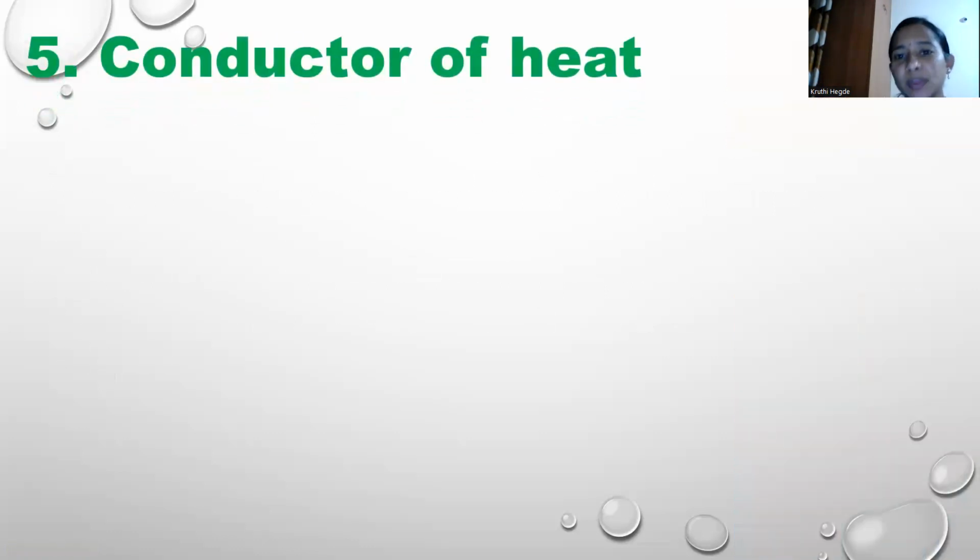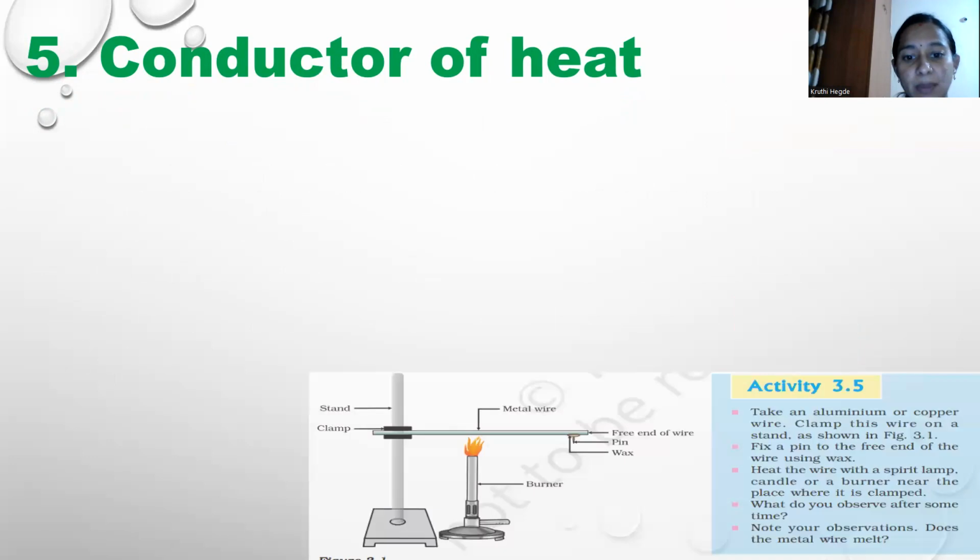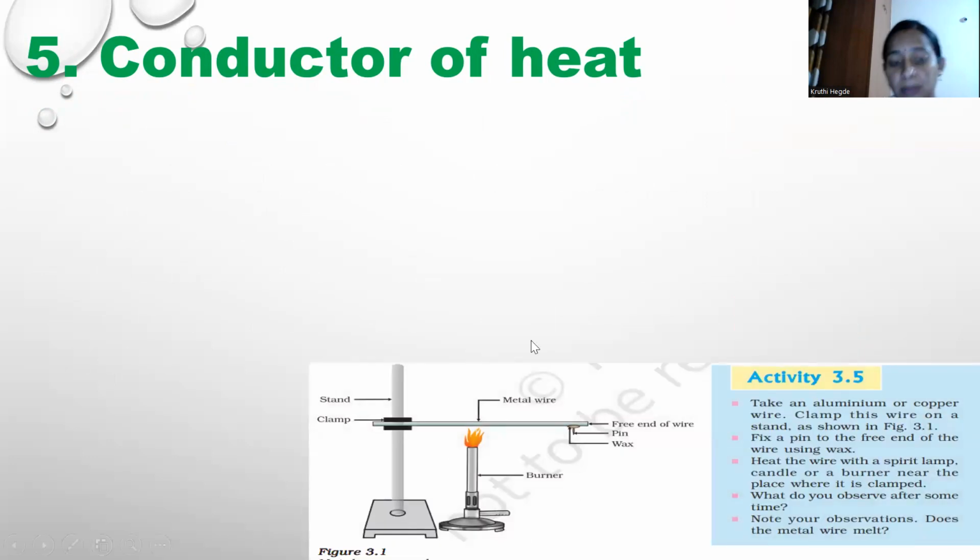Okay, the fifth property that we are going to discuss is conductor of heat. Generally, metals are good conductors of heat. Let us understand that by understanding this activity. Here they have given a simple activity. Look at the image, that would help you to understand the activity much better than any other.